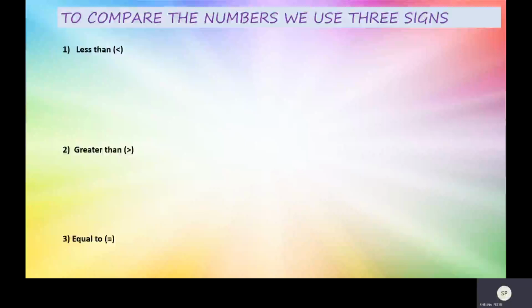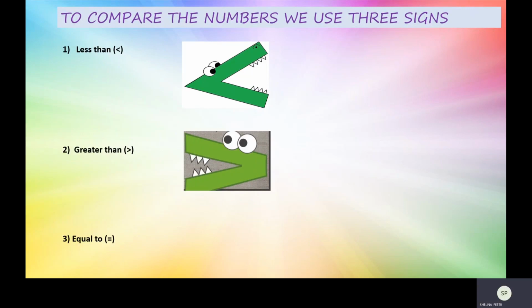Now we must remember, to compare the numbers we use three signs. So first one is less than sign. Can you see the symbol here? Less than symbol. Second is greater than symbol. Can you see this symbol here? It's greater than symbol. And the third one is equal to. Can you see this sign here? This is equal to sign.